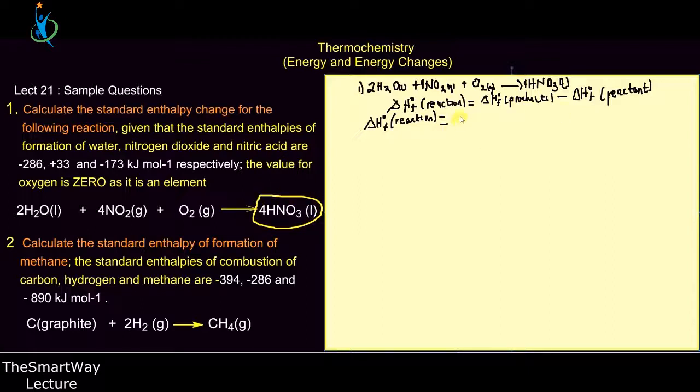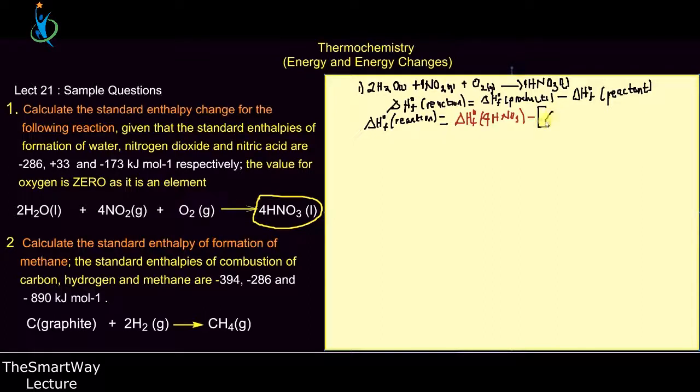So we are going to take the standard enthalpy of the product, that is 4 times the value they give us in the question, and then we will subtract from it the reactants. And the reactants, we have three, so we have to add all the individual energies of formation, the energy required to form this, form that, form that. And so let's add that.